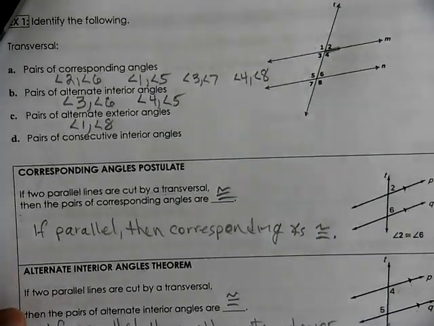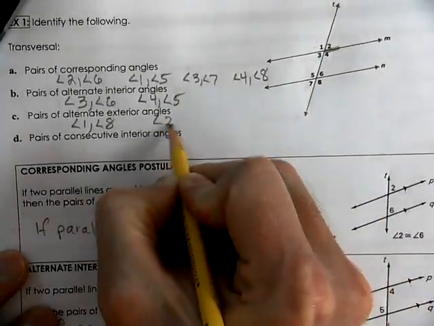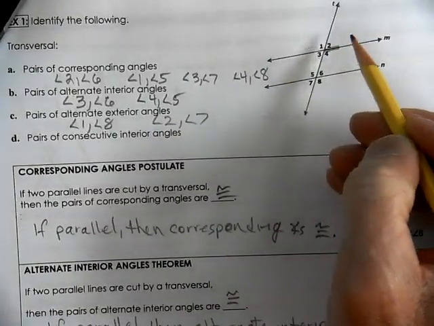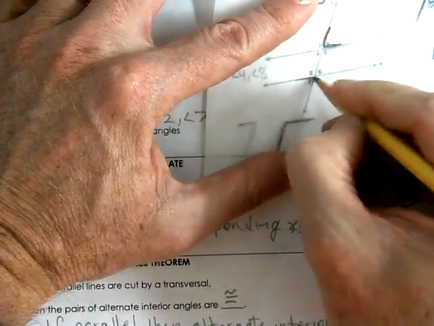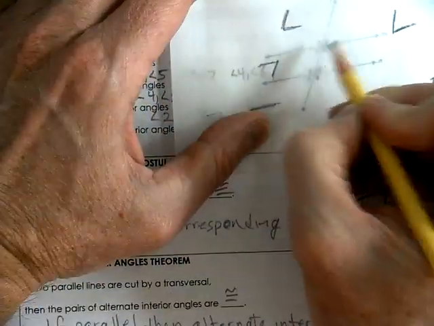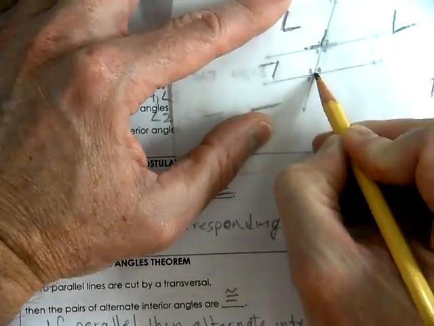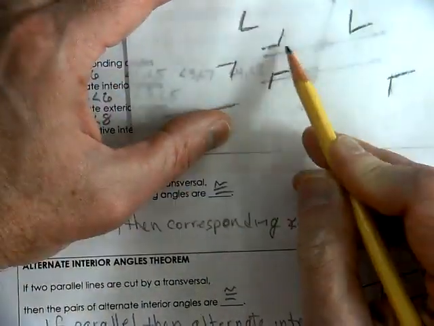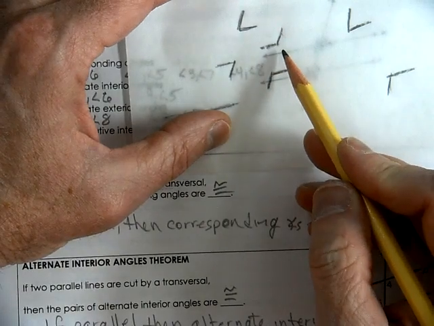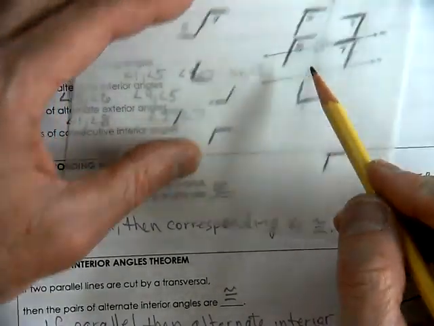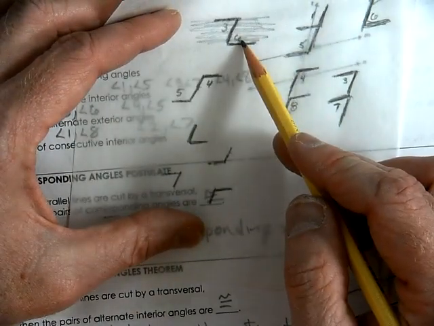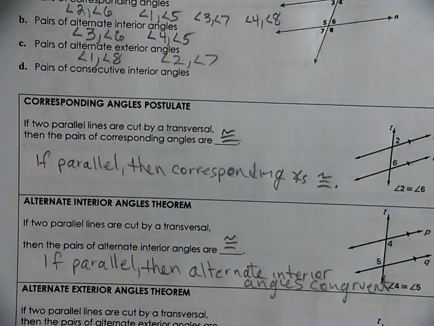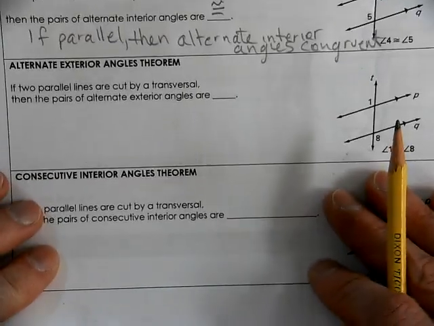And what other one do we have? Angle 2 and angle 7. Now, unfortunately, when you trace out 2 and 7, or you trace out 1 and 8, they don't make shapes. We don't have letters. We don't have F's or Z's in that situation. So alternate exterior doesn't quite work as well for us there.